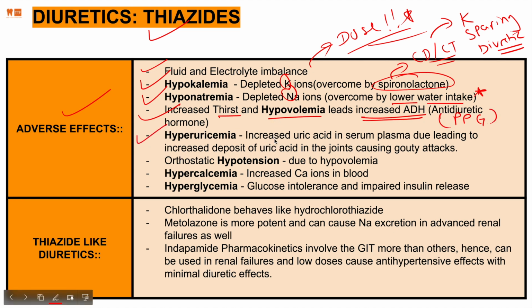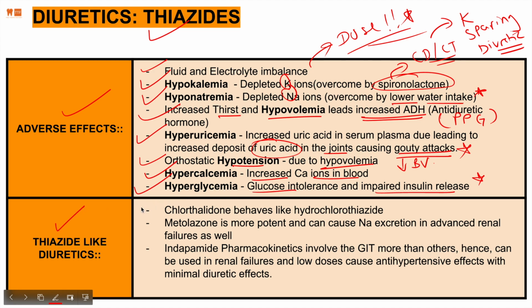Hyperuricemia. It's increased uric acid in serum plasma, leading to increased deposits of uric acid in the joints, causing gouty attacks. Orthostatic hypotension is due to hypovolemia, decrease in blood volume. Hypercalcemia, as it pulls back calcium, increases calcium in the blood. Hyperglycemia, glucose intolerance and impaired insulin release. It holds back glucose into the blood as well.